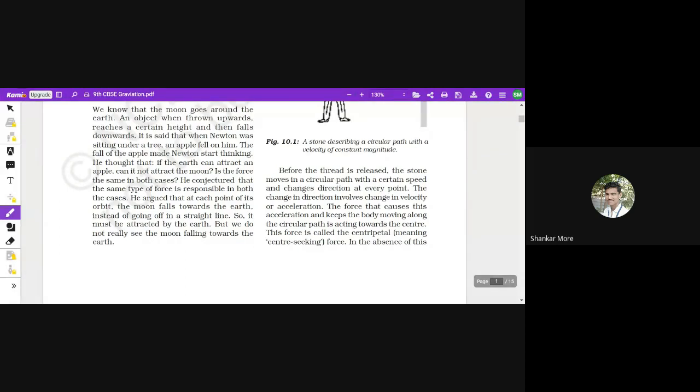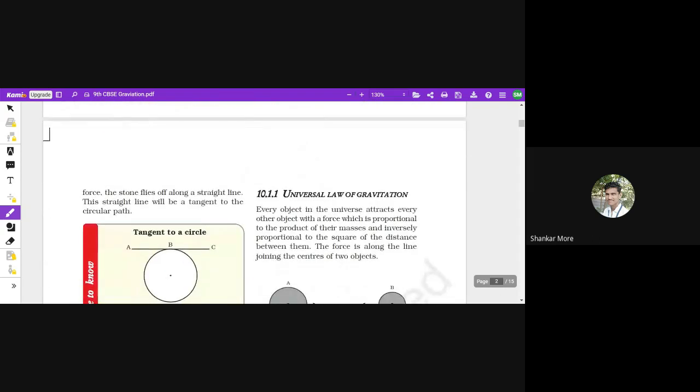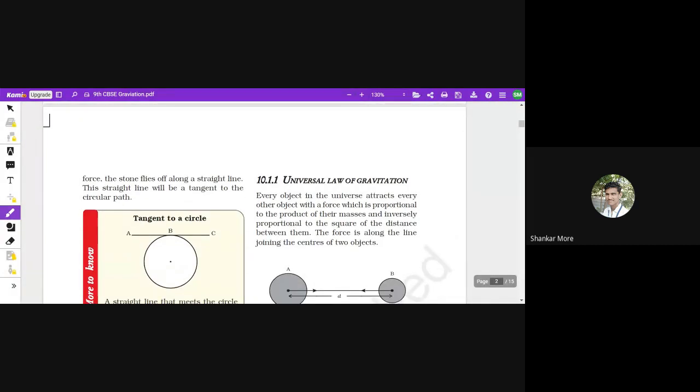So the change in direction involves change in velocity, or acceleration. The force that causes this acceleration and keeps the body moving along the circular path is acting towards the center. This force is called centripetal, meaning center seeking force. ठीक है, so in the absence of this force, the stone flies off along a straight line. The straight line will be the tangent to the circular path.